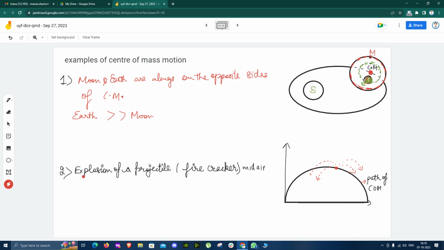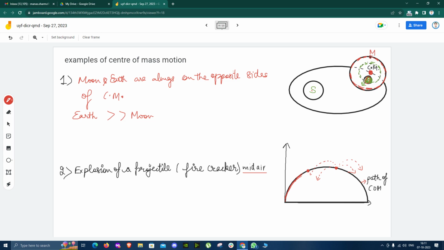Now let's move on to the explosion of a projectile example. This is also an example of the motion of center of mass. So let's understand it in more detail. Let's say it's in midair. You throw a cracker in the midair and it will explode at one point. But firstly it is like a projectile, not yet blown. So we consider a projectile which explodes in the air.